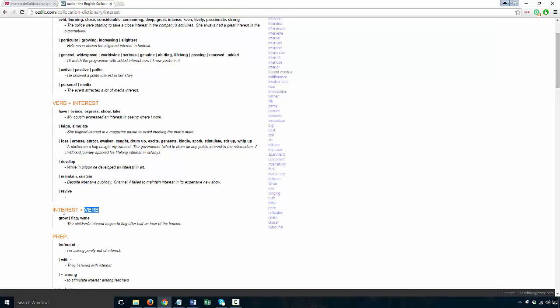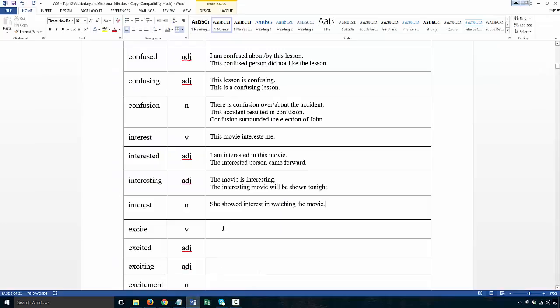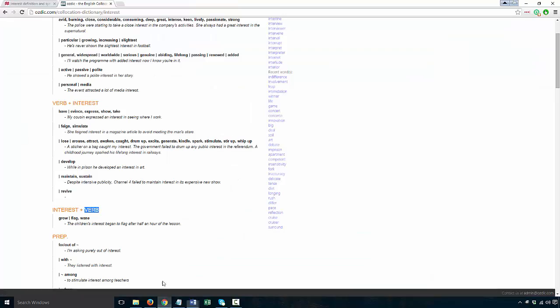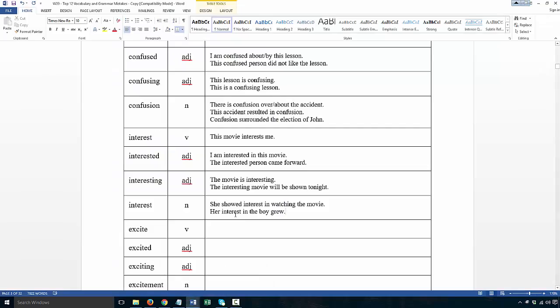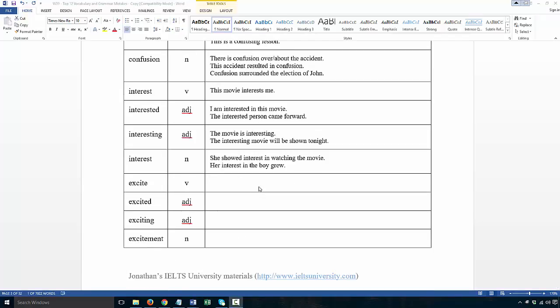So her interest grew. Her interest in the boy grew, which means increased. Or waned. These are all past tense. Wane means to go down. So that is using this noun as a subject. This is using it as an object. Lastly, we go to excite.